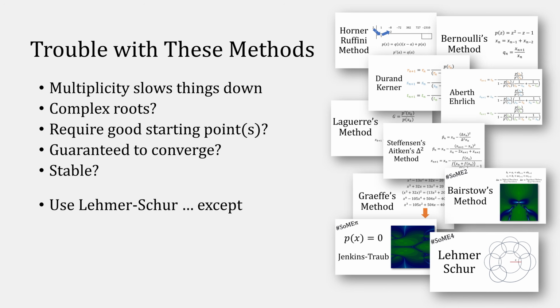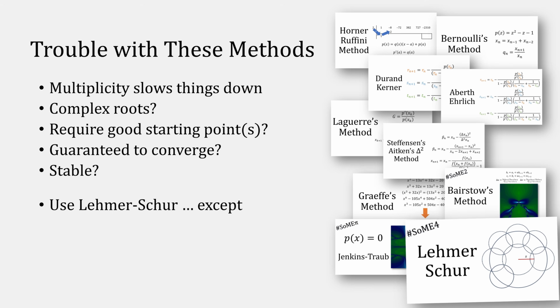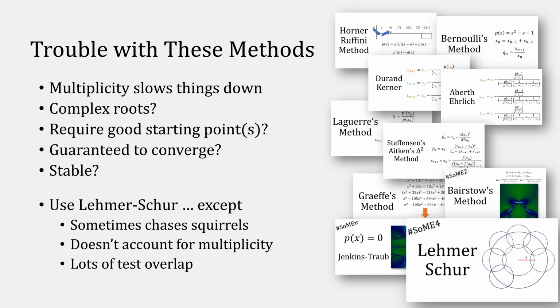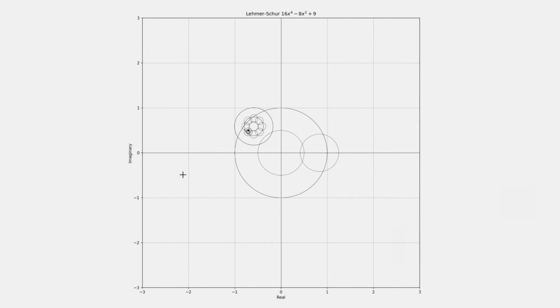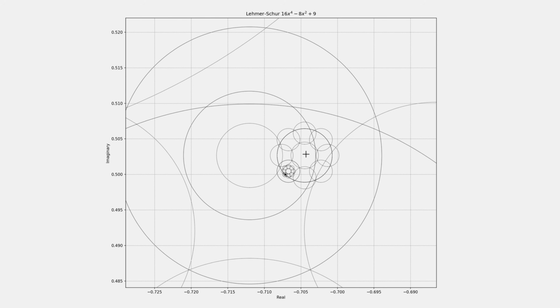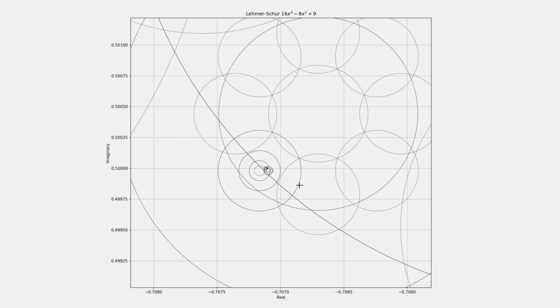stable. That's why I usually recommend Lehmer-Schur, except that algorithm can sometimes chase squirrels, may not account for multiplicity, and has lots of overlapping tests. It works by drawing circles and using a circle test to determine if a root is inside of that circle, and then uses repeated rings of circles to test for more points, until eventually converging on an answer, oftentimes the smallest root, but that's not necessarily guaranteed.